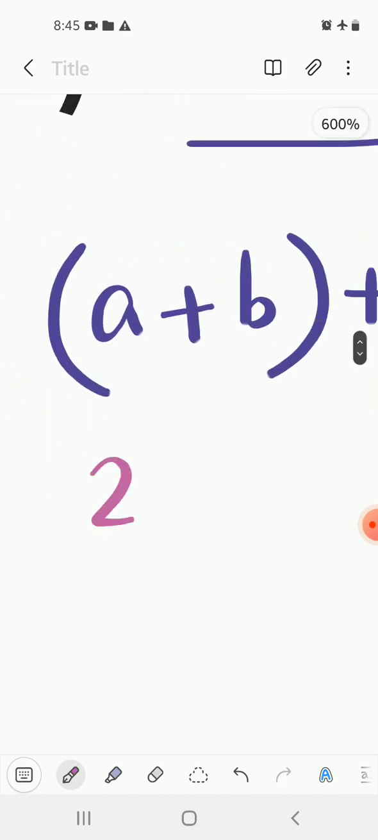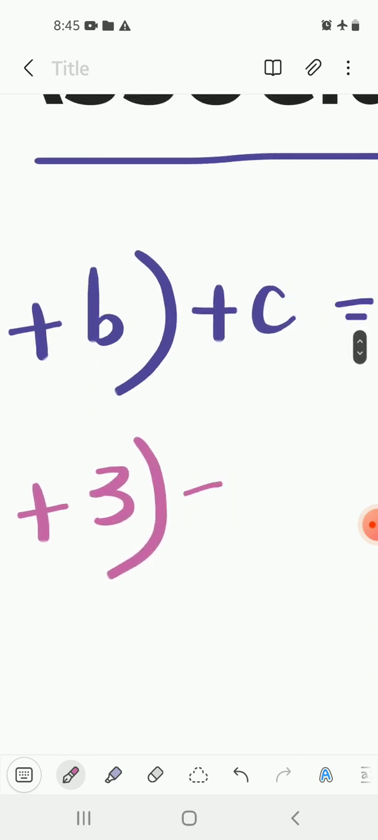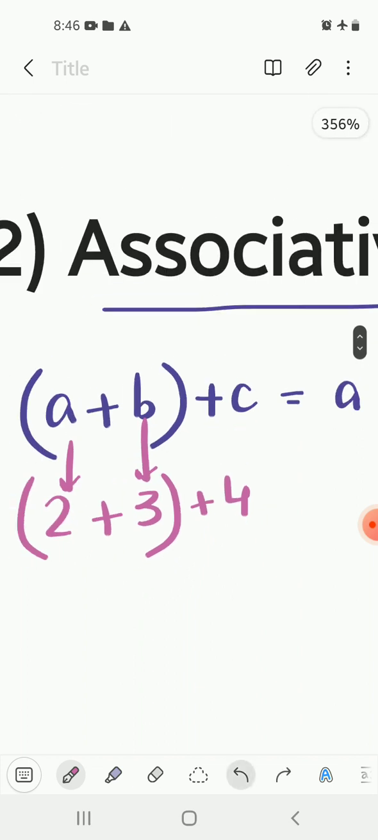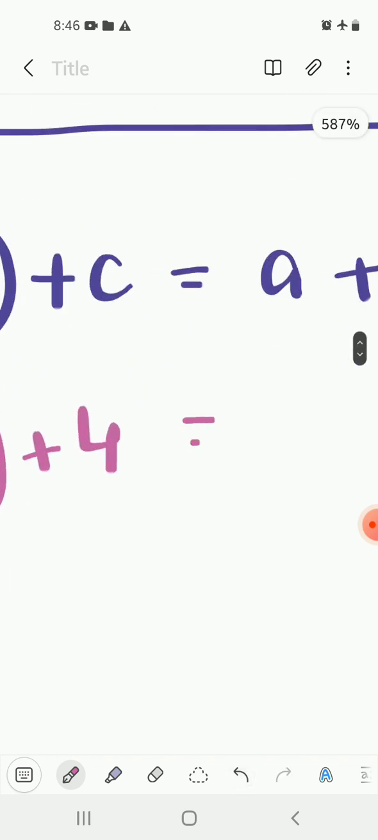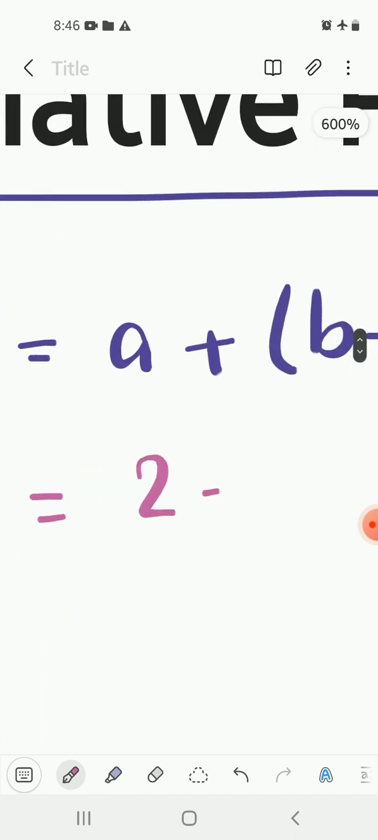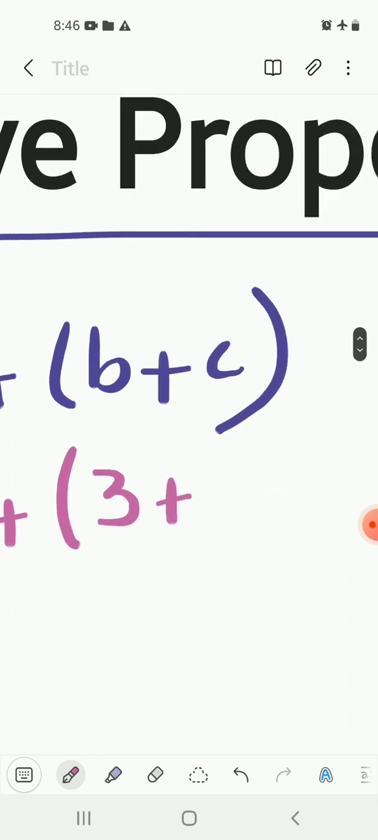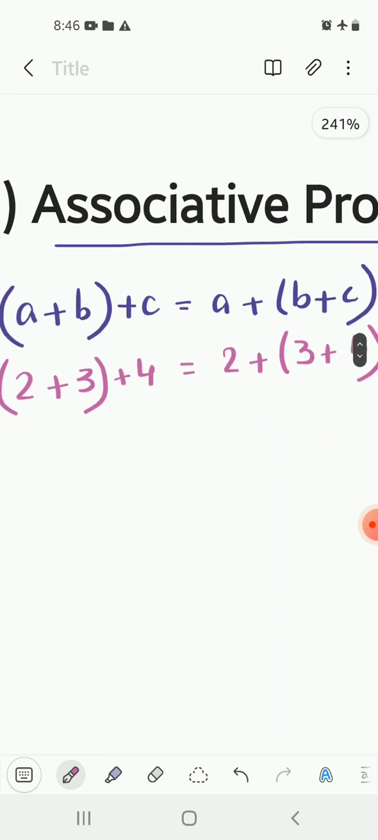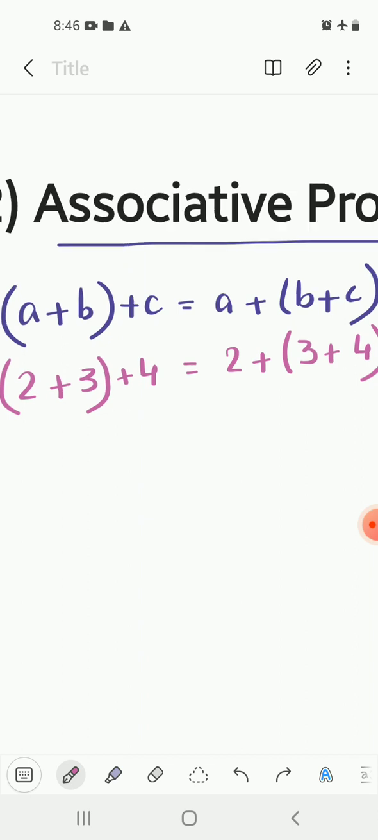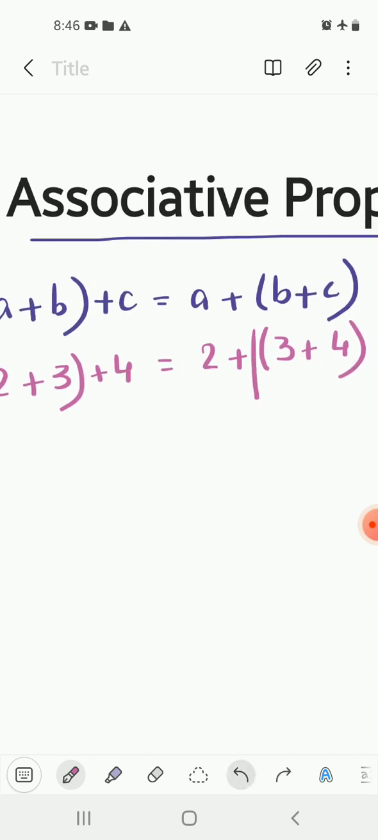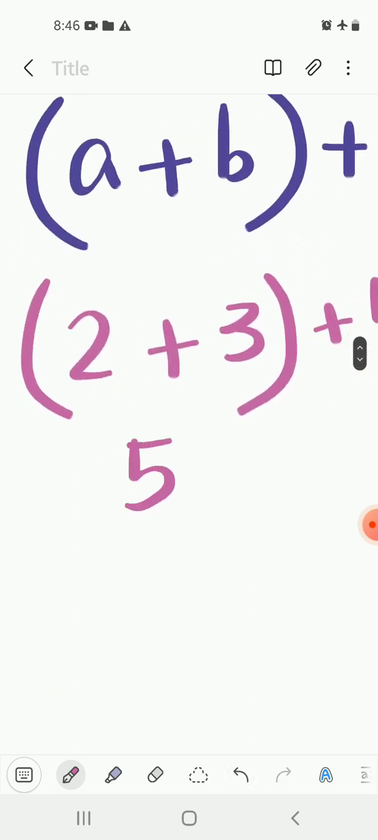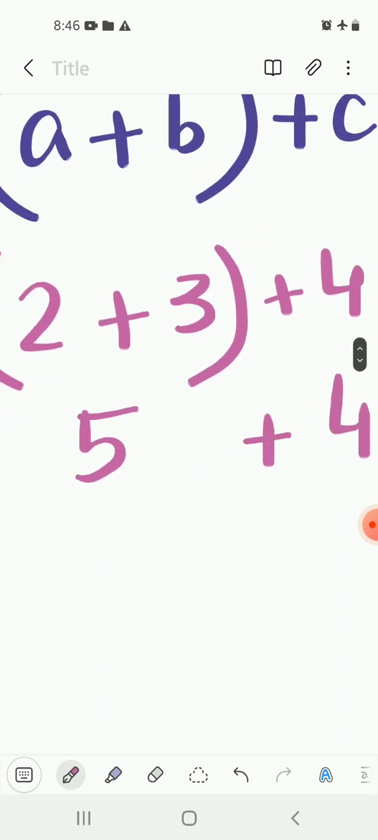For an example, if I write (2 plus 3) plus 4, over here the value of A is taken as 2, B as 3 and C as 4. And here we write it 2 plus (3 plus 4). The same thing, only the position of the brackets has changed. Over here the first two numbers are in bracket and over here the last two numbers are in brackets. So let's solve it. 2 plus 3, we'll solve the brackets first. It becomes 5 plus this 4. This is equal to 9.